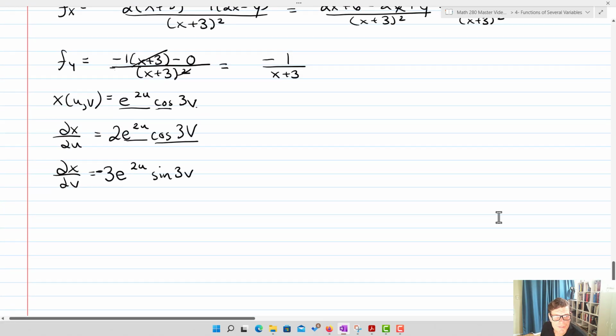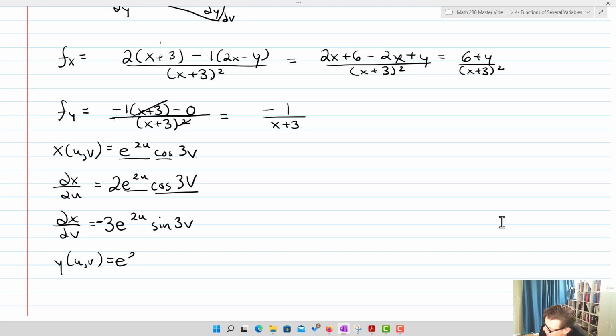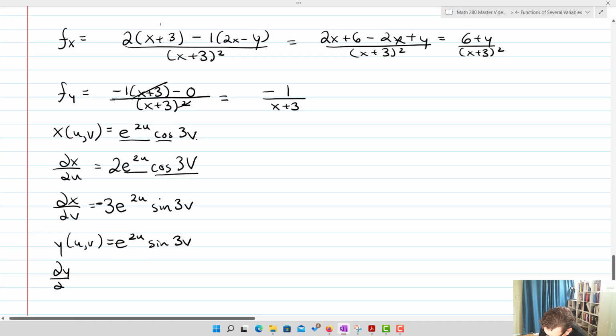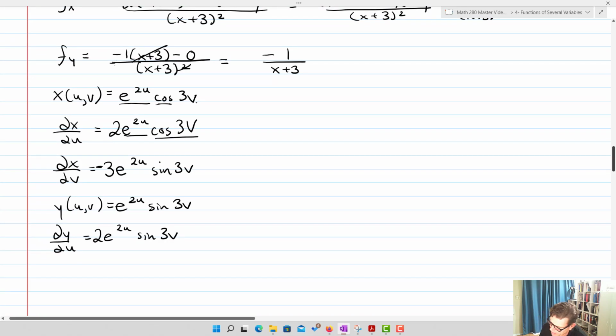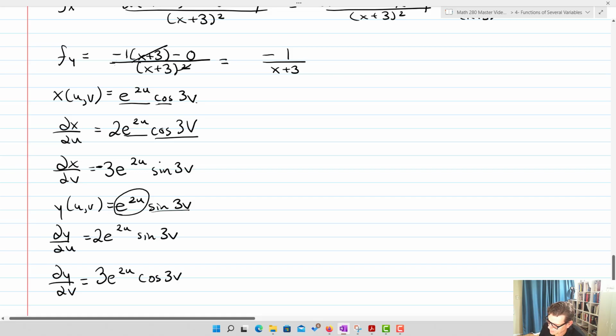And now, lastly, we've got to find the partial with respect to u and v for y. So y of u, v equals e to the 2u sine 3v. So the partial of y with respect to u is going to equal 2e to the 2u sine 3v. Same reason as above, sine 3v is a function of v only, so it operates as a constant. And then dy dv, we're going to take the derivative of sine 3v, and that is 3 cosine 3v. So this will give me 3e to the 2u, right, because there's no v's in there, e to the 2u cosine 3v. Okay, and there's our partials.